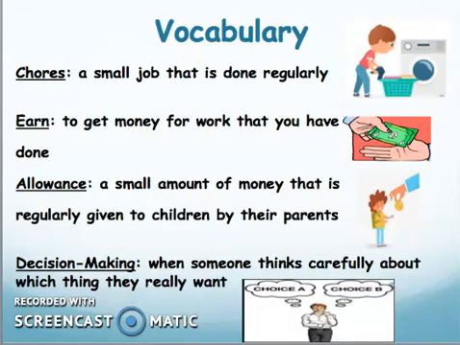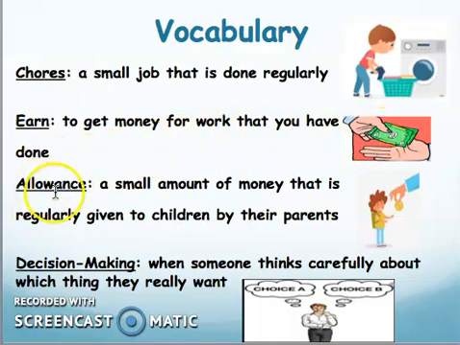First, let's go through some vocabulary. The first word is chores, a small job that is done regularly. So for example, like doing laundry or washing dishes or taking out the trash. Next word, earn, to get money for work that you have done. So you earn money when you get paid, get money for work that you do.